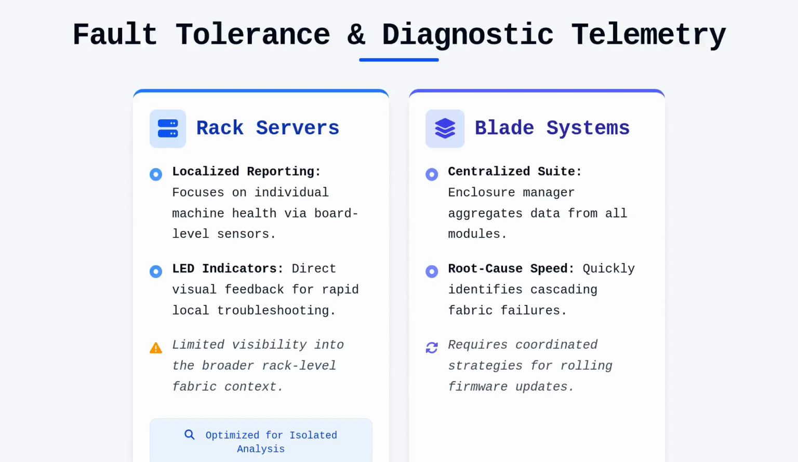This aggregation enables faster root cause analysis when identifying cascading issues, such as a failed high-speed fabric module that might otherwise appear as a collection of disjointed networking errors. You must ensure that your cryptographic baselines and firmware management policies are consistent across both models. Yet you will find that the blade enclosure often requires a more coordinated deployment strategy to avoid service interruptions during rolling firmware updates.